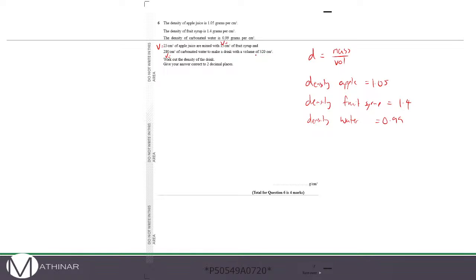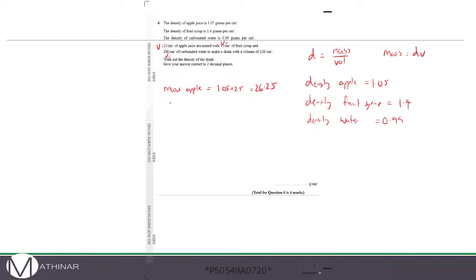Okay, so with the volume of apple juice and the density of apple juice, we can work out the mass of apple juice. If we rearrange this formula, we get mass equals density times volume. So the mass of the apple juice is 1.05 times 25, which will be 26.25.